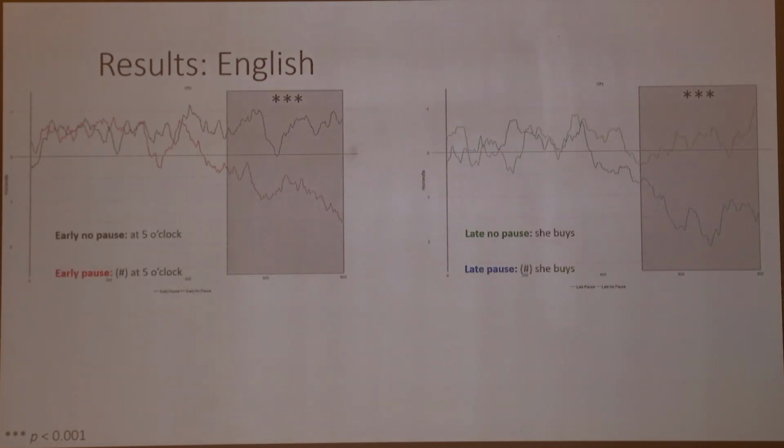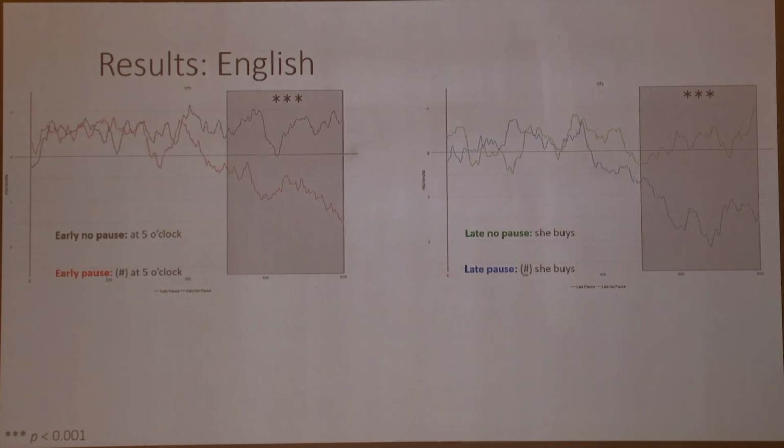In English, this was exactly what we saw. So on these graphs, the x-axis is time in milliseconds, and the y-axis is voltage in microvolts. The shaded area there is our temporal region of interest, which is 500 to 800 milliseconds post-pause onset, which is a common time frame for the closure positive shift cited in the literature. So in the early sentence position, you can see that the pause condition in red is more positive than the no pause condition in black, and the same holds true in the late sentence position, where the pause condition is in blue and the no pause condition is in green.